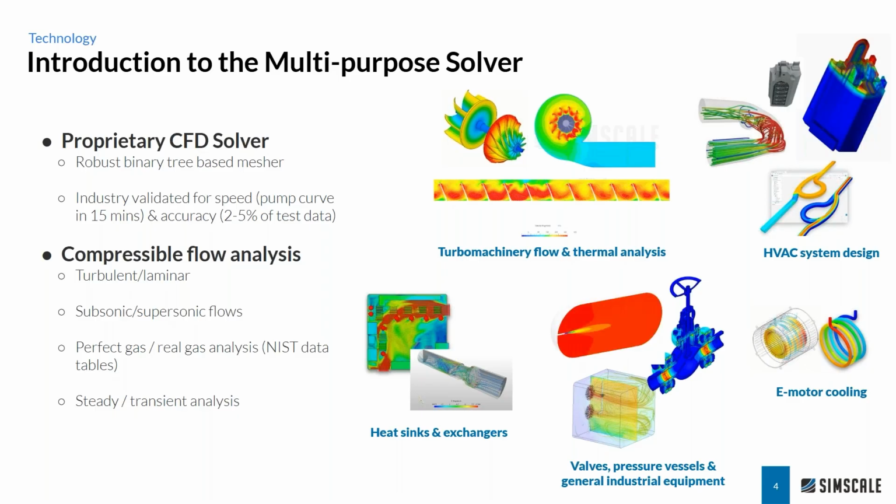As you can see through these colorful images, the topics of CHT and compressible flow definitely have a lot of applications across different industries, such as turbomachinery, heat exchangers, HVAC, valves, and general industrial equipment. So in the interest of time, we have selected two such industrial use cases, which we're going to demonstrate next.